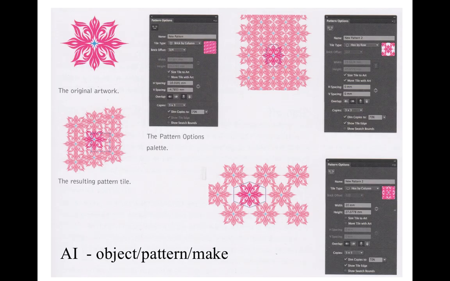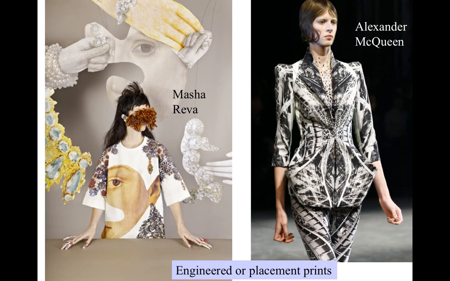In Adobe Illustrator, there's a technique called Object Pattern Make, which will allow you to experiment with these different types of repeat, and it's going to be really great and easy for you to use.